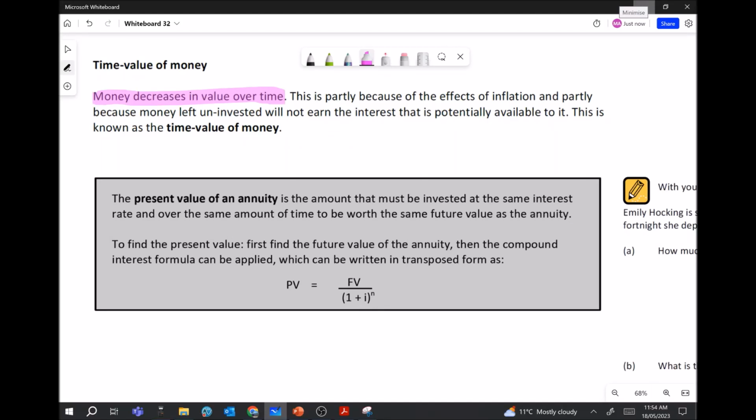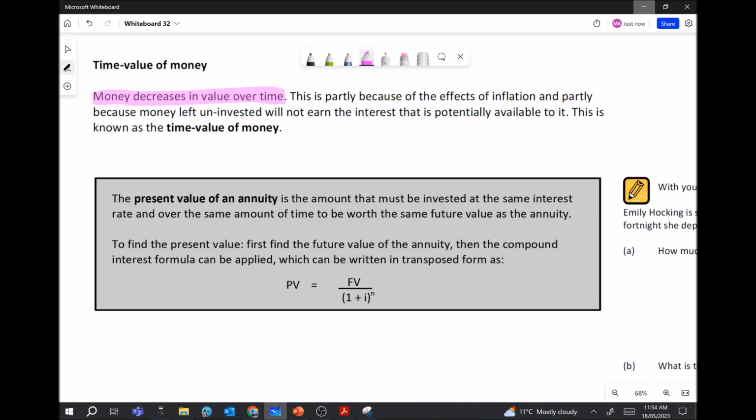Students, in this video we're going to look at time value of money. The idea here is that money decreases in value over time. So let's say you have some money today, say you had $1,000. Into the future, that money is not going to be worth as much. $1,000 is not going to be worth as much 5-10 years from now as it is today.